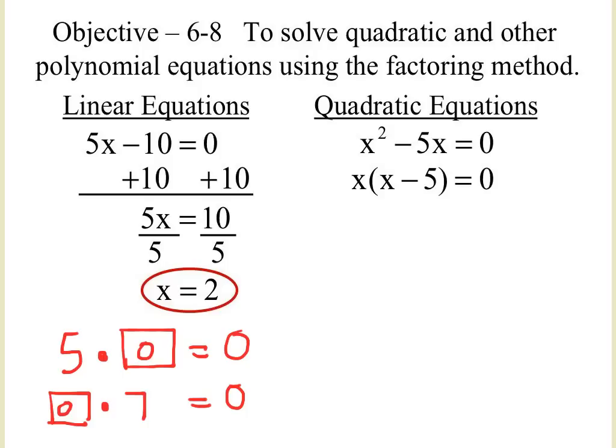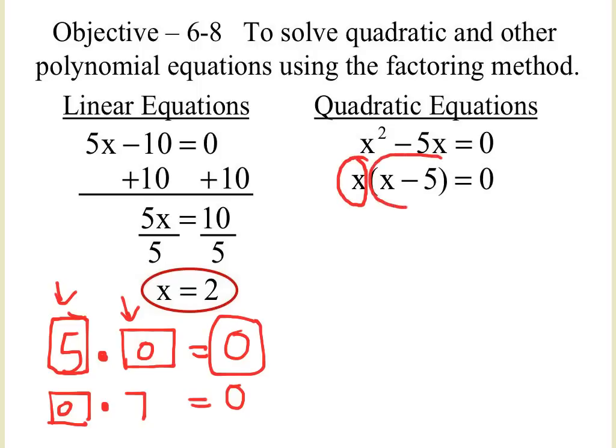So knowing that 5 is just a factor, and I'm multiplying another factor, 0, to get a product 0, I'm doing the same thing up here with the quadratic. I'm multiplying one factor, x, by my other factor, x minus 5, and all together it gives me the product 0. So it's a factor times a factor equals 0.